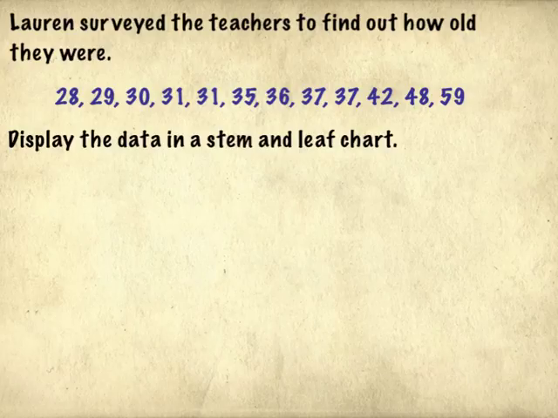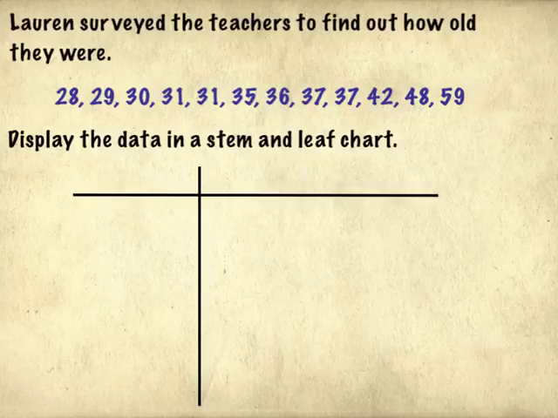So here's a sample question. Lauren surveyed the teachers to find out how old they were, and she found out that these were their ages. We want to display that data in a stem and leaf chart. So for my stem, I'm going to use the tens. Now, I don't have anything that starts with a 1. None of the teachers are 12 years old, which is probably a good thing. But even so, I need to put a 1 over here. And then I'll just put nothing in the leaf part because there's no value there.